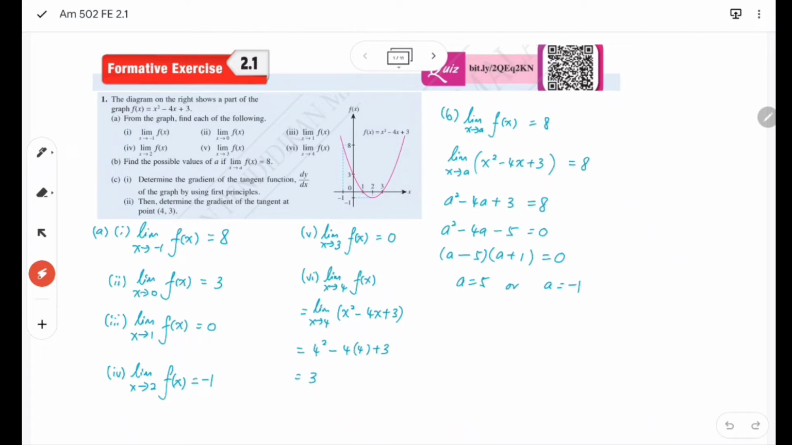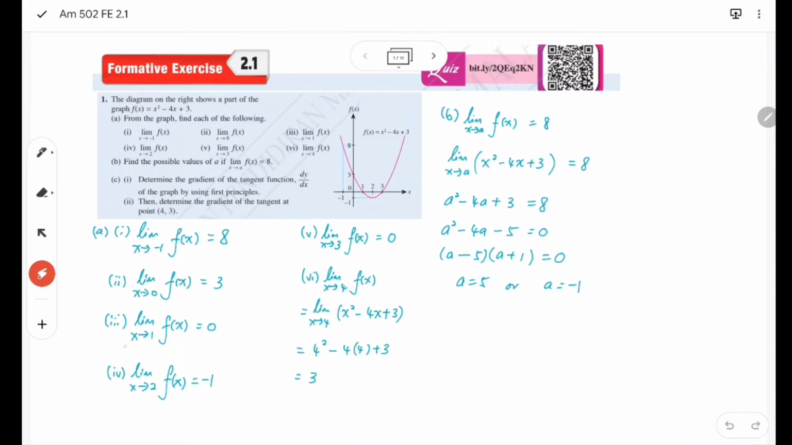So look at the graph. When x tends to negative 1, we got this point, right? From the left and from the right of negative 1, they all tend to 8. So the limit of f(x) when x tends to negative 1 equals 8. Number 2, limit of f(x) when x tends to 0. So when x equals 0, from the left of 0 and from the right of 0, they are going to 3. So the limit of f(x) when x tends to 0 is 3.